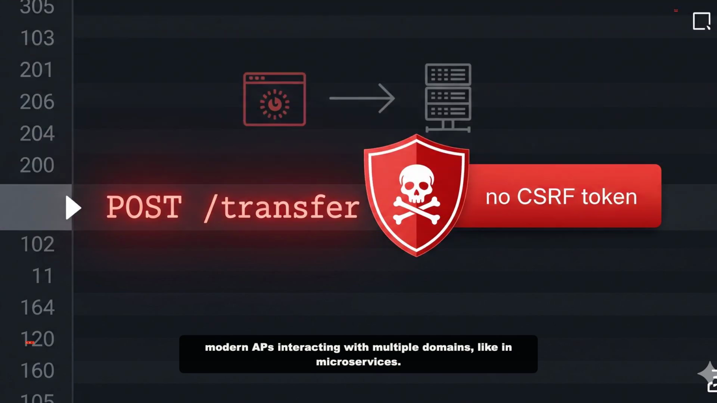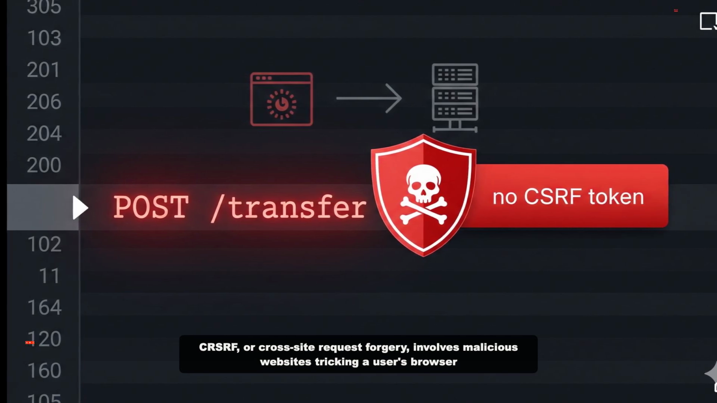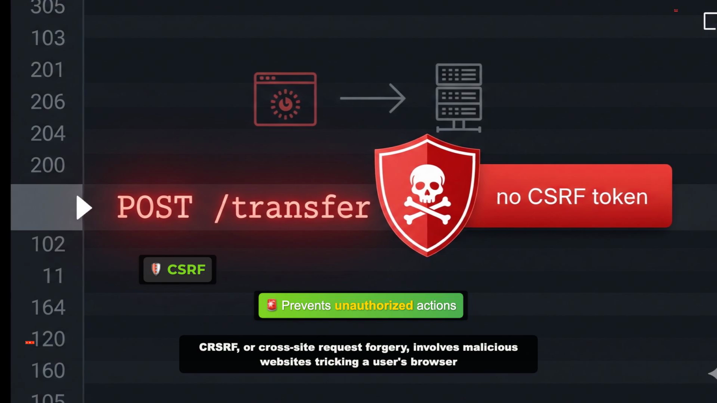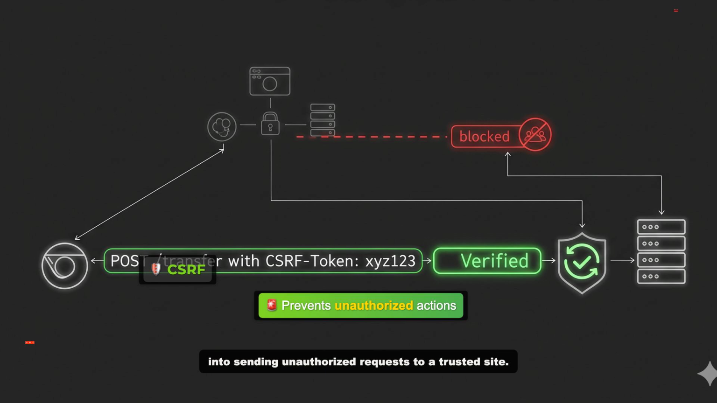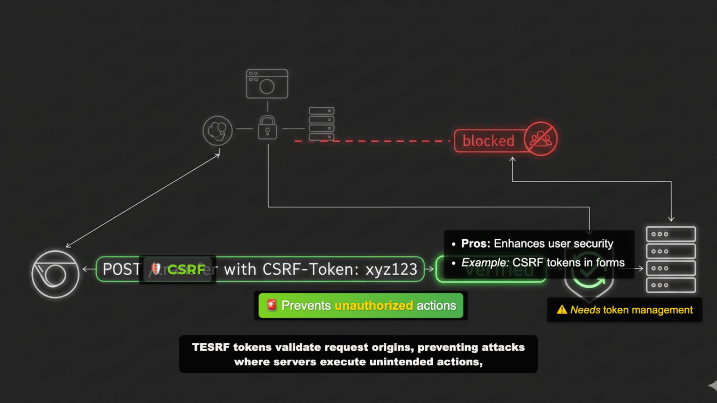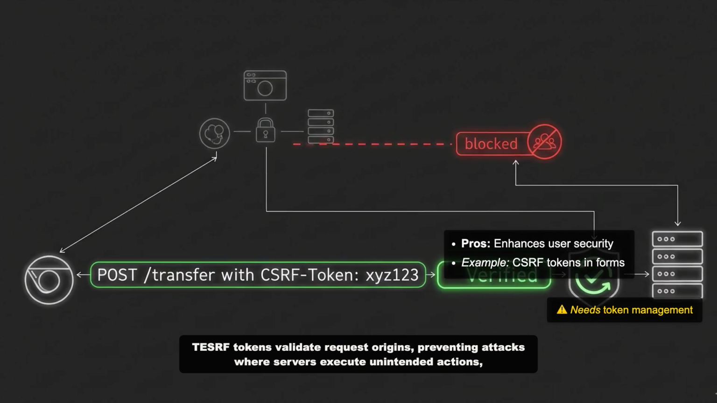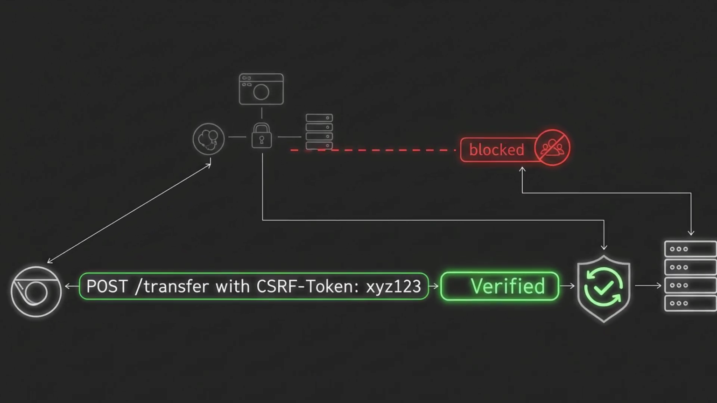microservices. CSRF, or Cross-Site Request Forgery, involves malicious websites tricking a user's browser into sending unauthorized requests to a trusted site. CSRF tokens validate request origins, preventing attacks where servers execute unintended actions, such as unauthorized bank transfers.